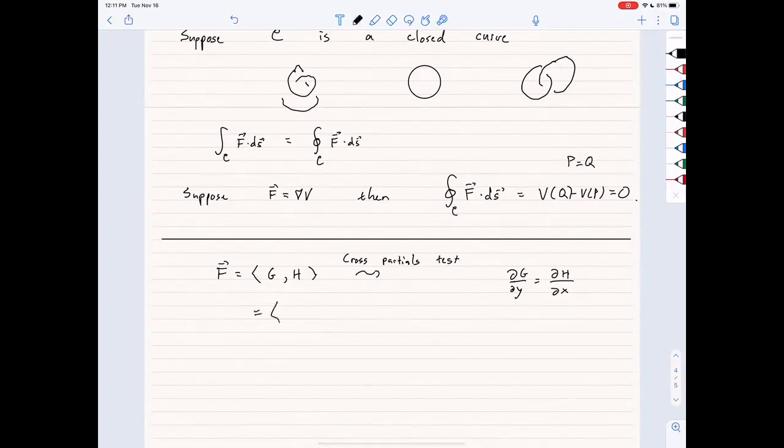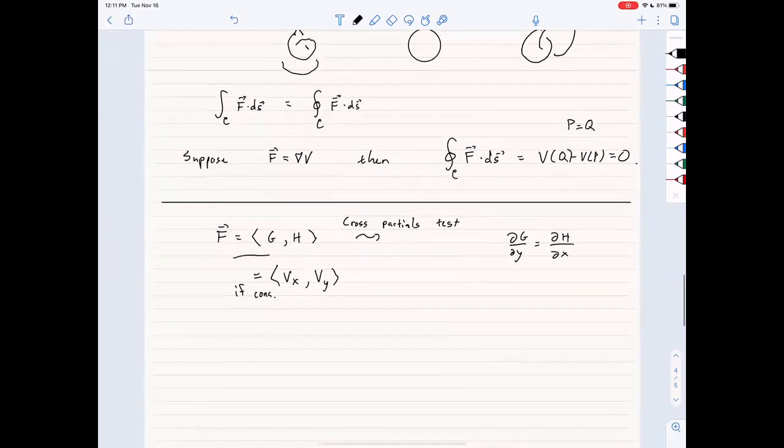This is equal to the derivative of v with respect to x, and this is the derivative of v with respect to y, if conservative. And then you could take second derivatives, and they should be equal. The mixed partials.